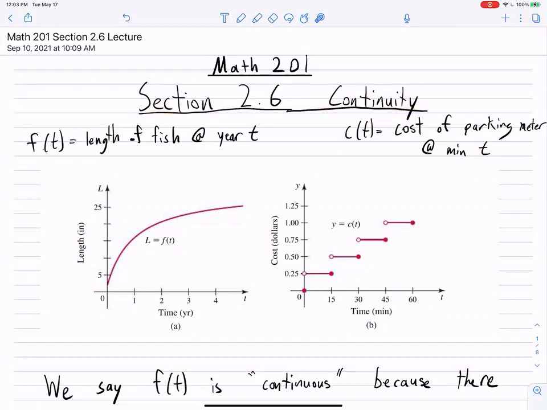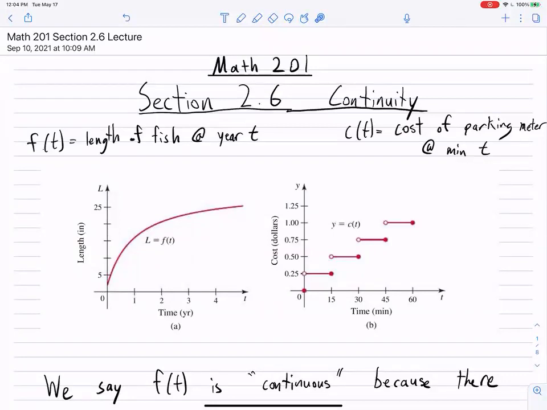So continuity is one of the most fundamental properties that we're going to talk about in calculus. And I don't think in this lecture we'll be able to get to all the really important things about it, but we'll get a basic idea. And so to illustrate the intuitive idea of what continuity is, here's a fun example from the book, or a silly example.